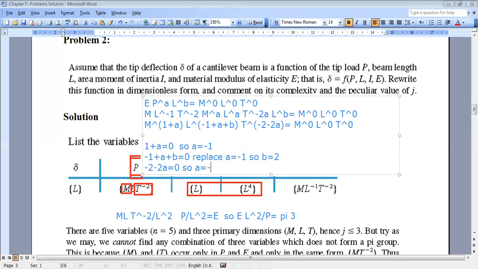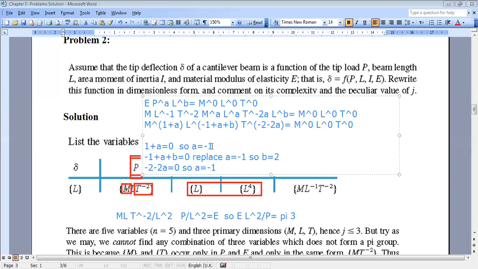Okay, so here, as you can see, you don't have 3 independent equations. The third equation will be a repetition of the first. And why do we have this? Because as we said, M T minus 2 is always repeating in the same manner. So M and T are not independent. They are repeating together, M T minus 2.